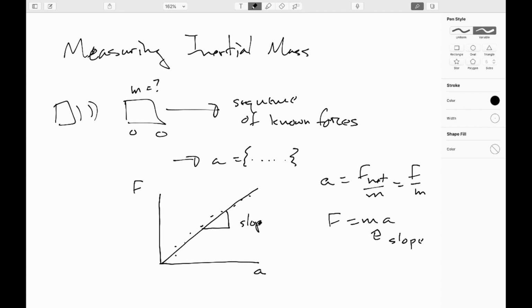So the slope equals the mass. Now I'm willing to bet you that the last time you weighed yourself, you didn't do that. But this is what we'd have to do to measure what we call the inertial mass. So we're measuring the inertia of an object. We're measuring how hard it is to change an object's velocity.